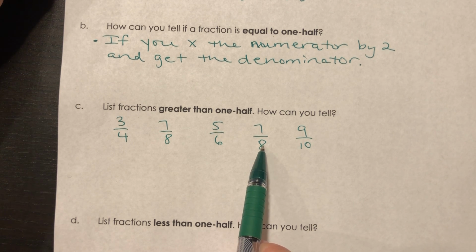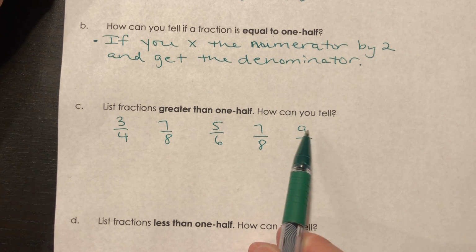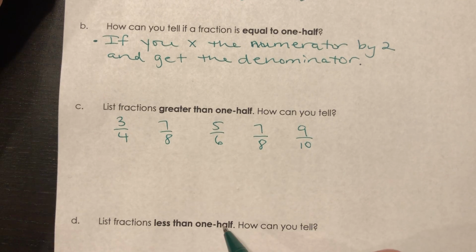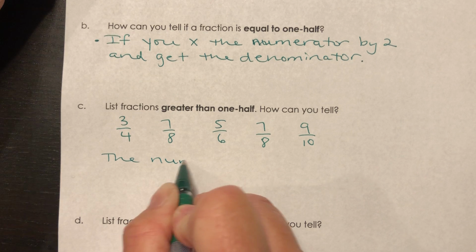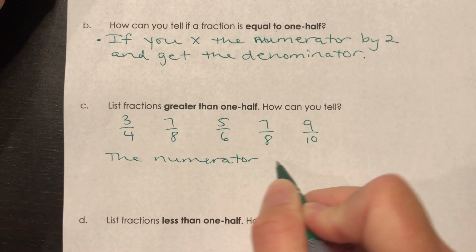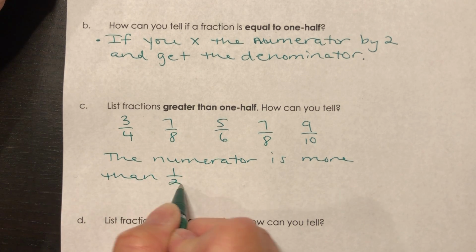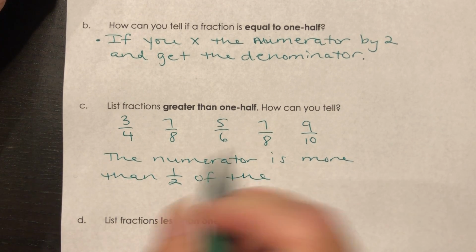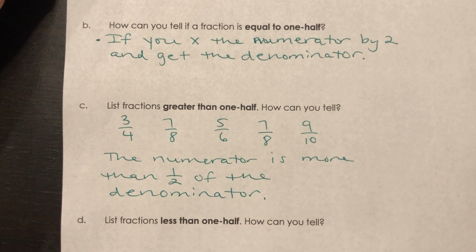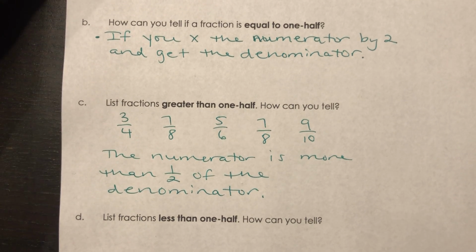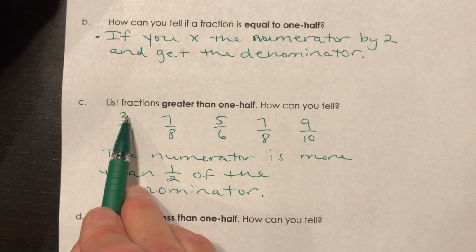Half of 8 is 4, right? 7 is more than 4. And half of 10 is 5. 9 is more than 5. So how can you tell? Because the numerator is more than half of the denominator. That's a quick way to tell. And when I say half of, I mean you're dividing it by 2. 4 divided by 2 is 2. So 3 is more than 2.